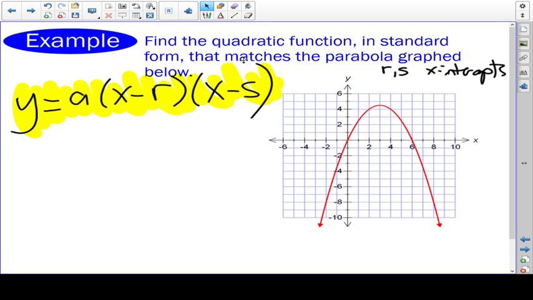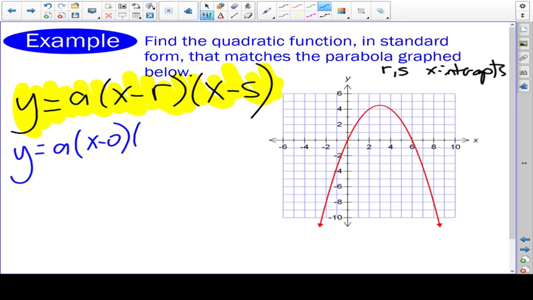0 and 6, correct? So automatically, if it's 0 and 6, we're going to write y equals a bracket x minus 0, x minus 6. So we know that. We know that to be true.